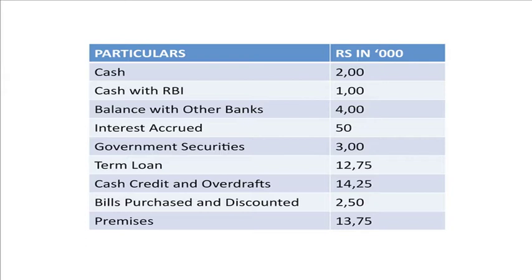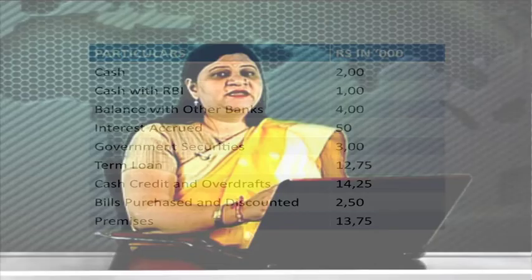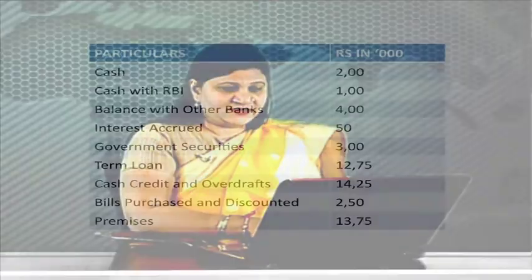Government securities 3 lakh will go in schedule 8, that is investments. Term loans, cash credit and bills purchased and discounted are all part of schedule 9, that is advances. And we know that in the balance sheet of a bank, advances form a major part. We sometimes need to prepare provision for it as per the guidelines provided in the master circular of RBI.